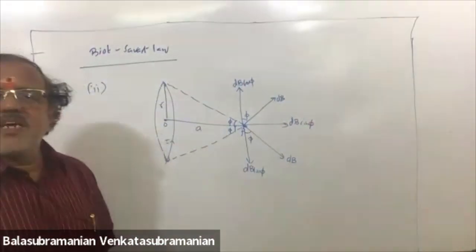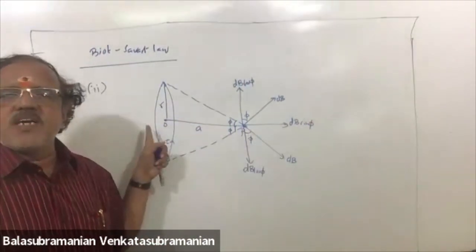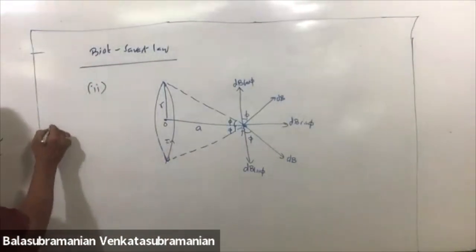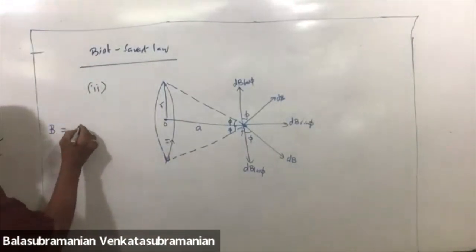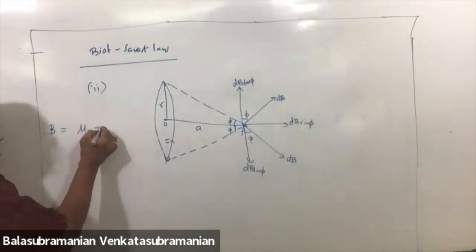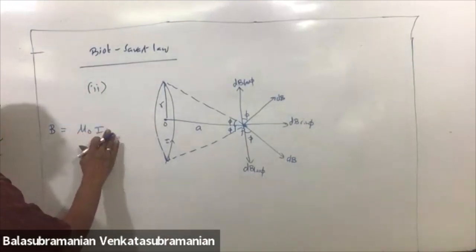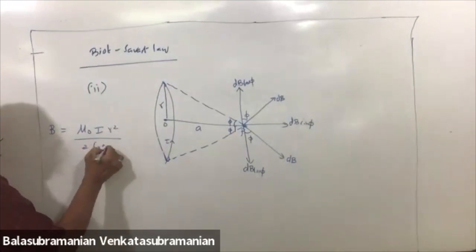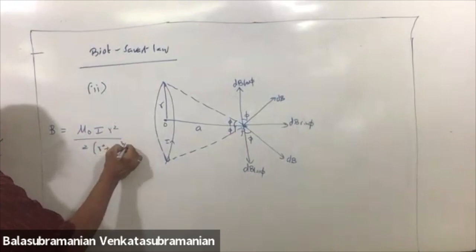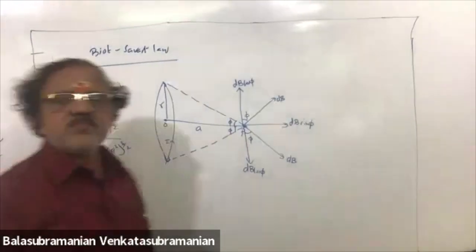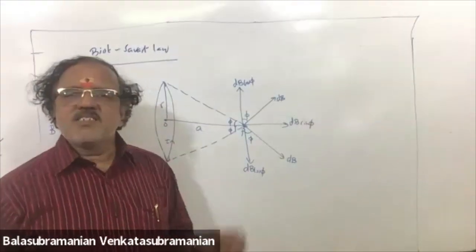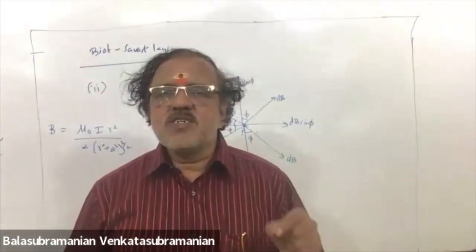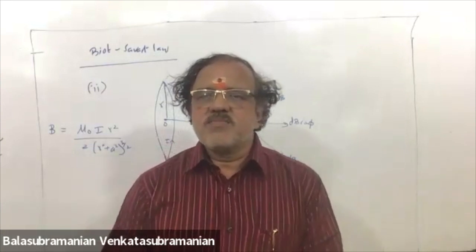Magnetic field at the point P due to the circular coil carrying current is given by the formula B is equal to mu naught I R square by 2 into R square plus A square whole power 3 by 2. This is the final formula for magnetic field of induction due to circular coil carrying current.